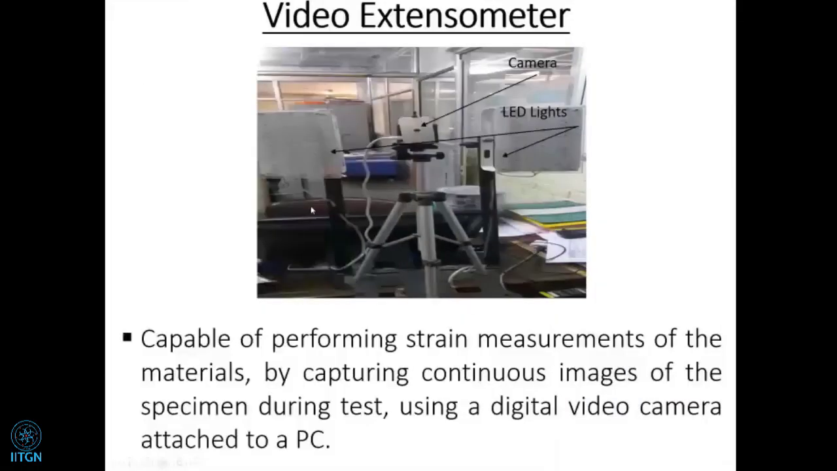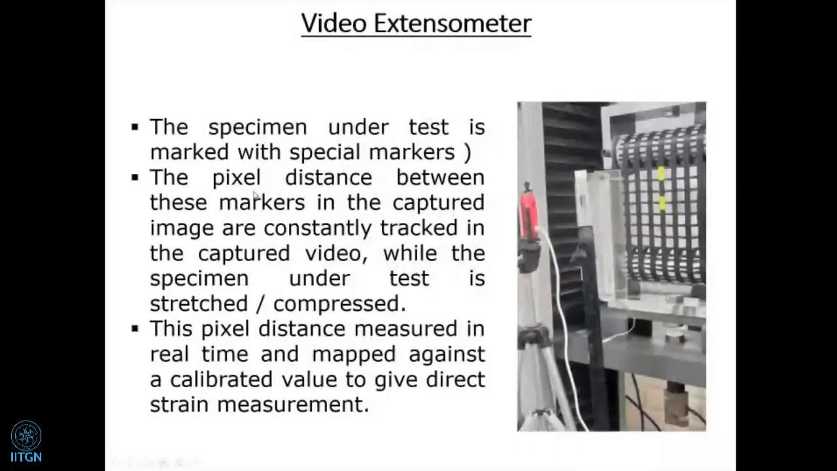How will it be measured? It will be measured by pixel distance measurements between the markers, and these images are captured constantly in the video while the specimen is under test. Because under tensile loading the sample is being stressed, all the pixel distances are measured by this camera in real time and mapped against a calibrated value to give a direct strain measurement. This is a very accurate procedure for measuring the elongation.